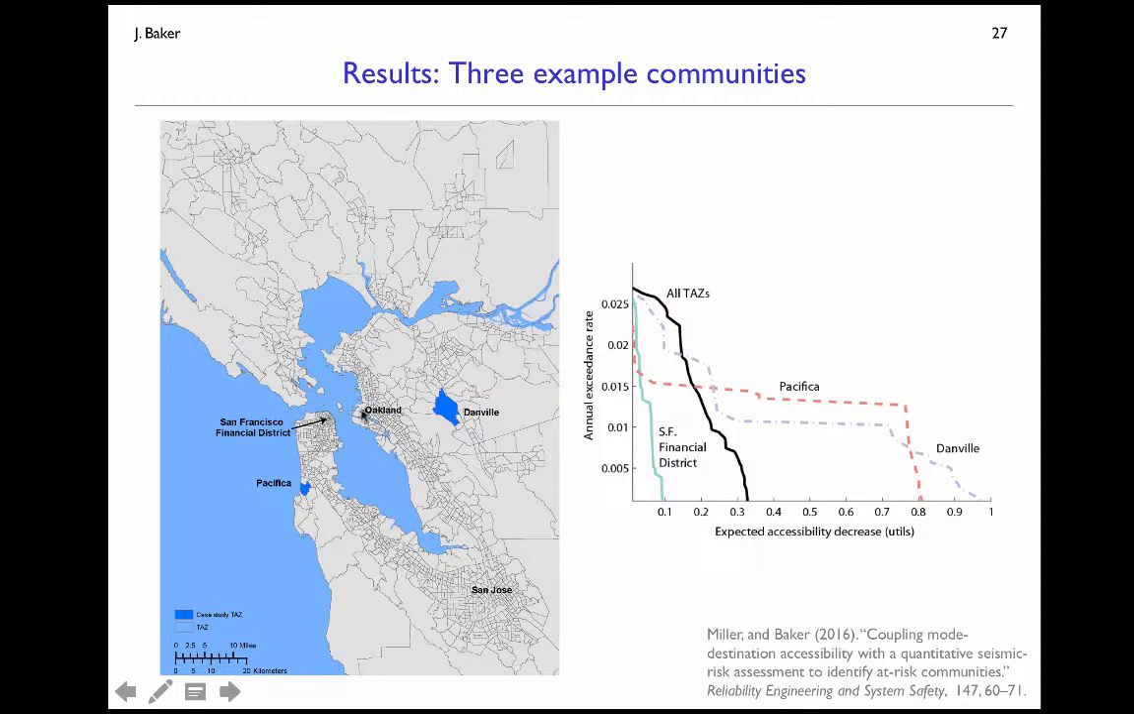Now these 3 specific communities are also plotted here, and we see that the San Francisco Financial District has a lot lower risk than the overall network, so that we actually never see greater than 0.1 utils decrease in accessibility for the San Francisco Financial District over this range of annual exceedance rates. Whereas Pacifica and Danville quite frequently see larger impacts, significantly larger, on the order of 0.8 utils decrease, with these lower annual exceedance rates. So we wanted to understand what's different about these communities that gives them such different risk in this network.